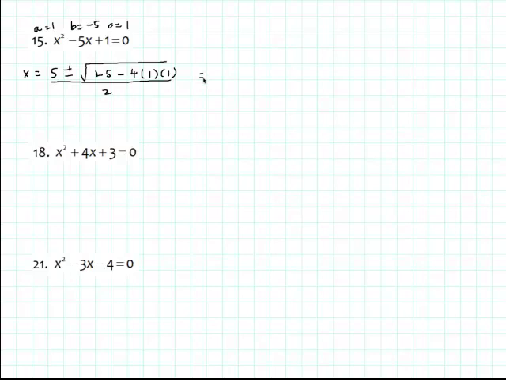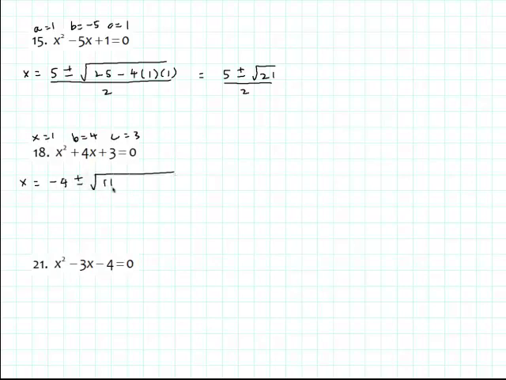This equals 5 plus minus the square root inside of our radical. We have 21. The square root of 21 does not break down. We're finished. Number 18, a is equal to 1, b is equal to 4, c is equal to 3. X is equal to a negative b, negative 4, plus minus the square root.